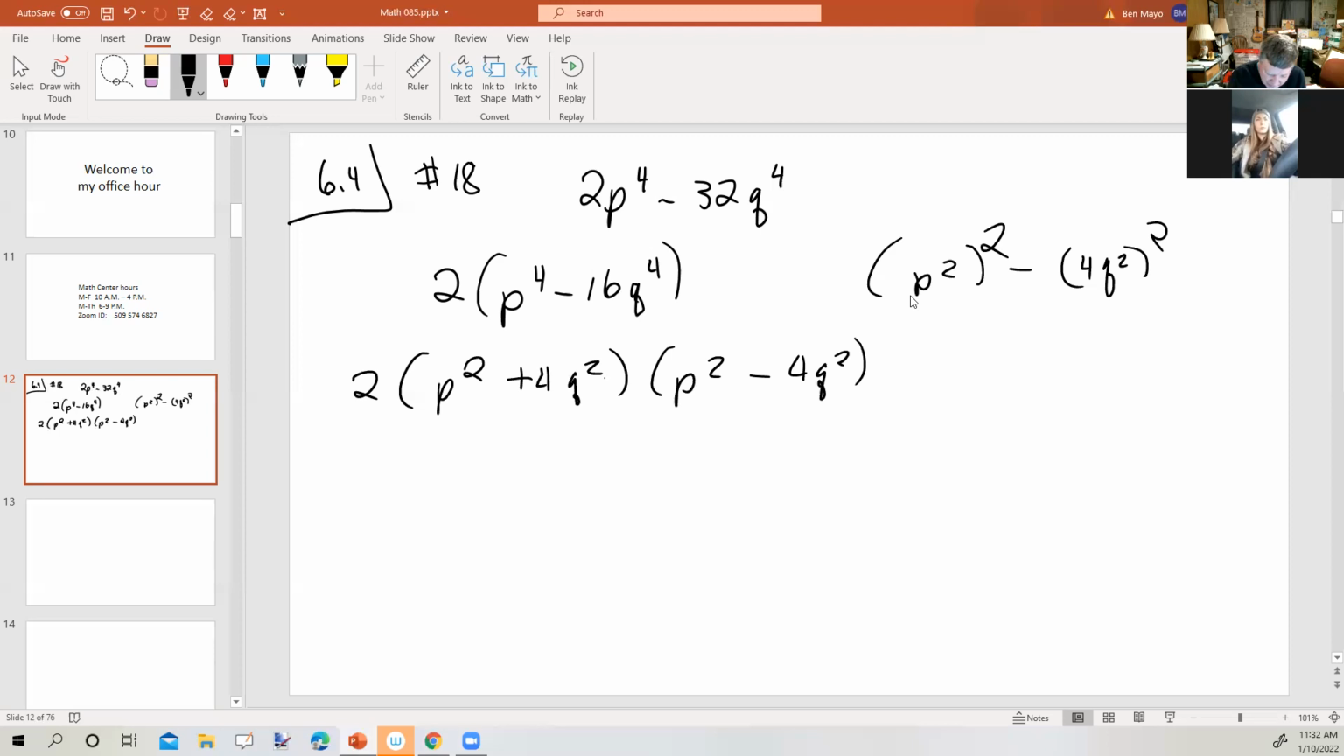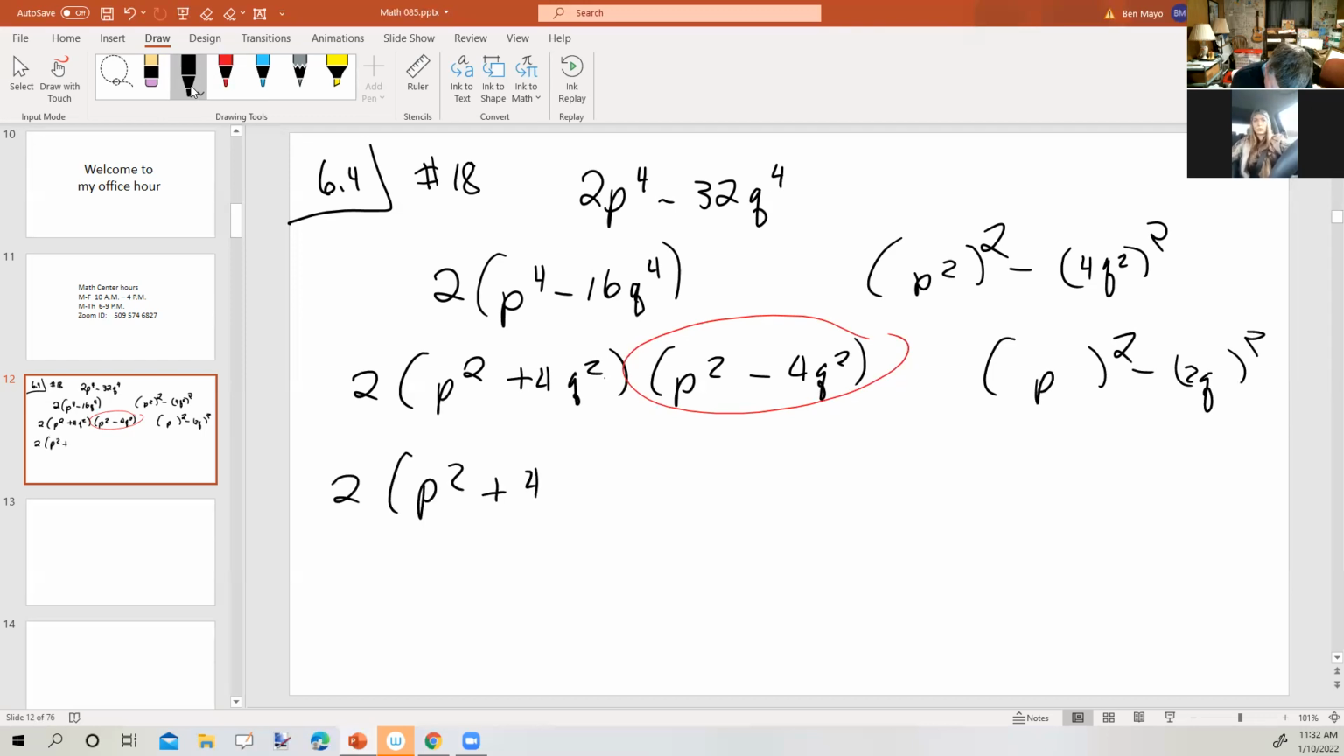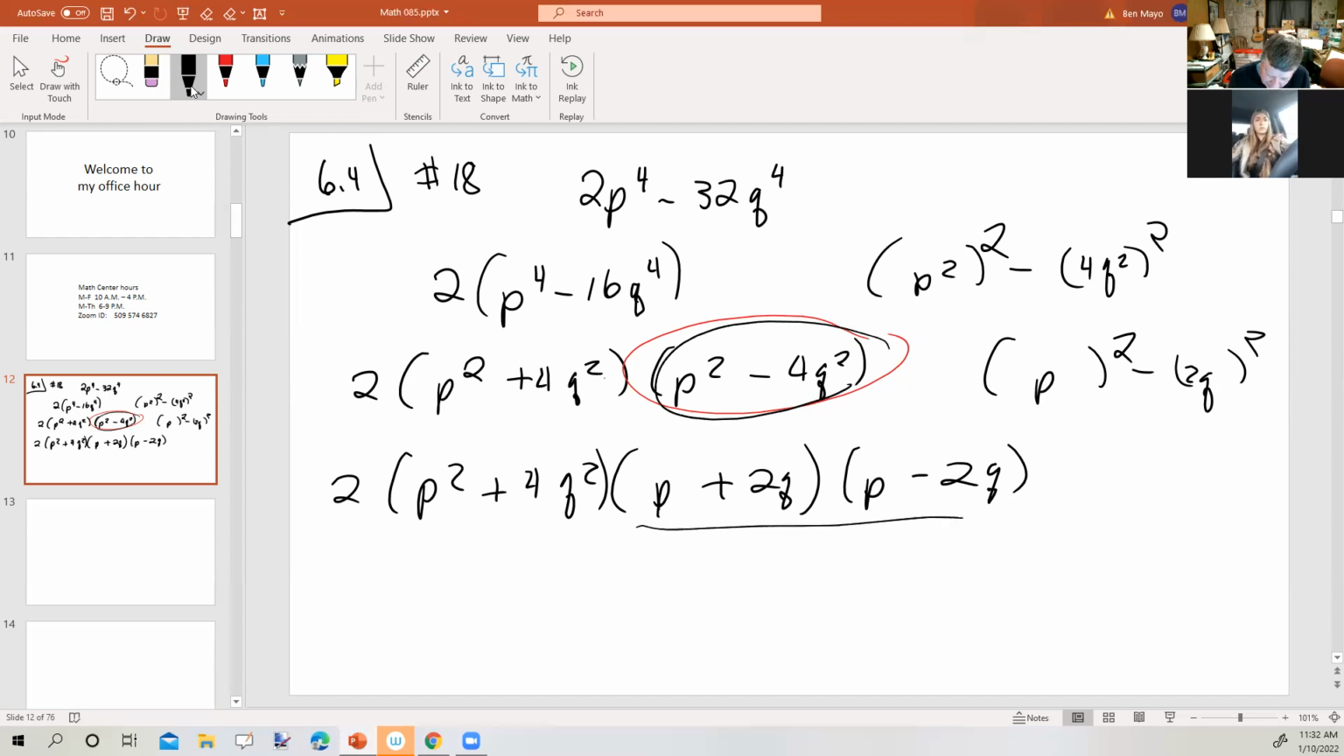But this isn't finished yet because this is also the difference of two squares. It can be factored further. You would have p squared minus 2q squared. Let's see, so you would get 2 times the quantity p squared plus 4q squared times p plus 2q times p minus 2q. So this factors further into that. And that's the final answer. Any questions on that one before we go on?